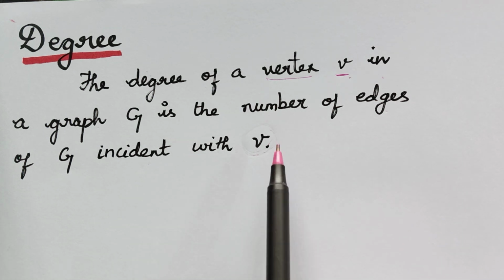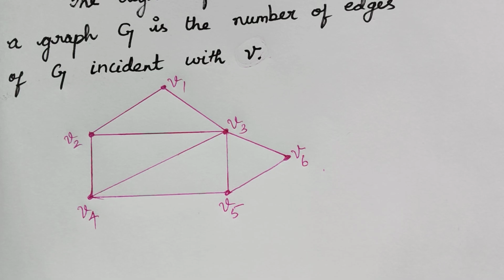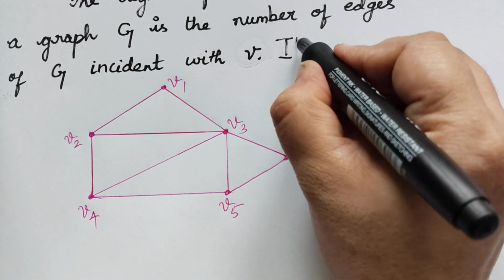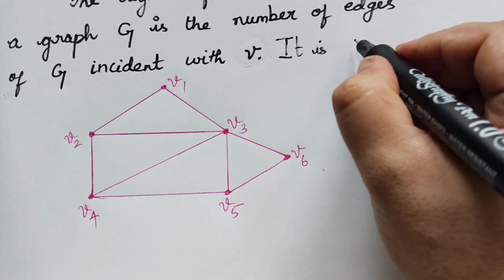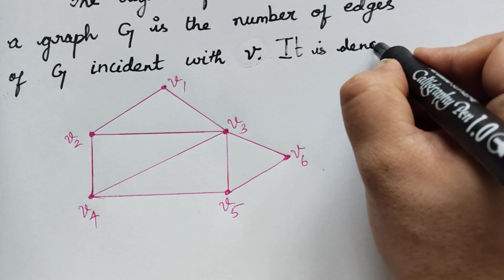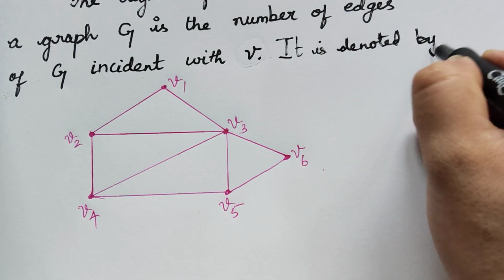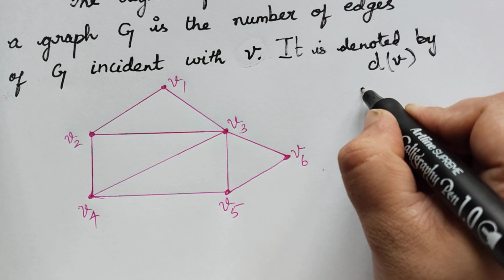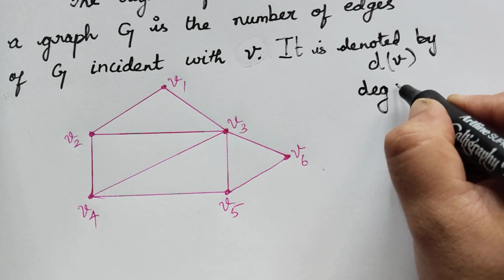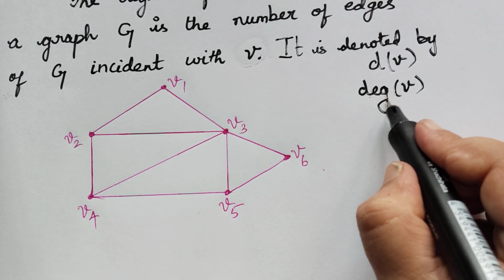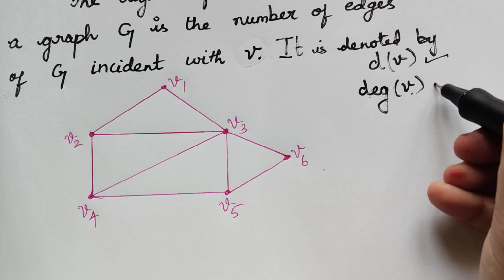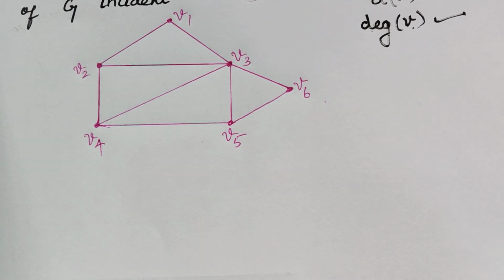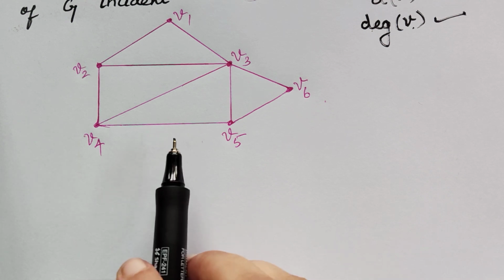We will learn this with the help of an example. So now here we have an example. Also I would like to tell that the degree of a vertex is denoted by D of V, which means degree of V, or it can also be represented as DEG of V, that is the degree of V. So any representation is fine. So now we will consider this example and see the degree of each of the vertices in this graph.